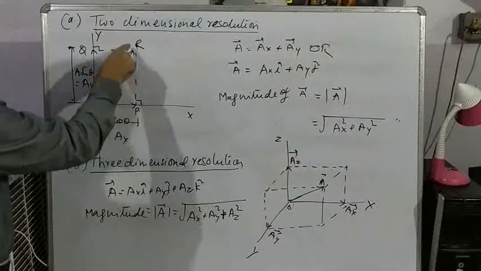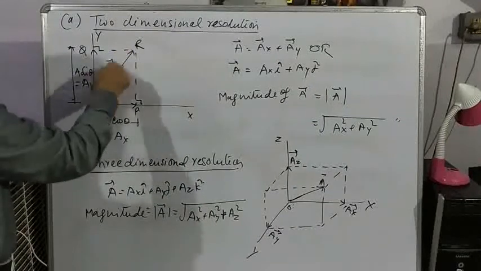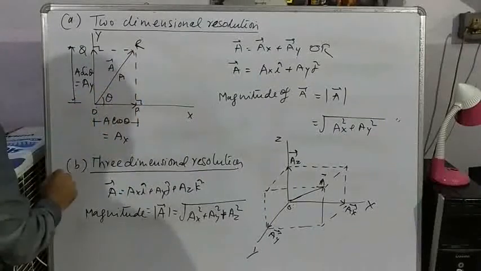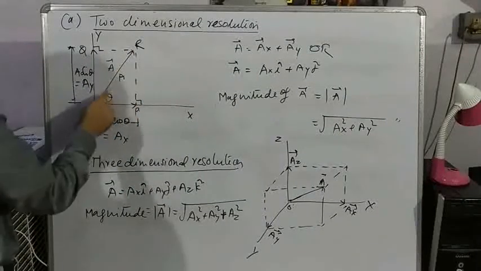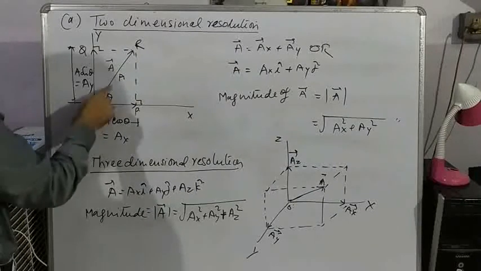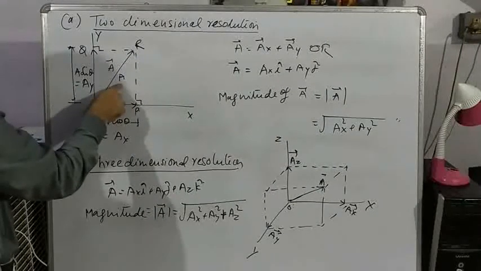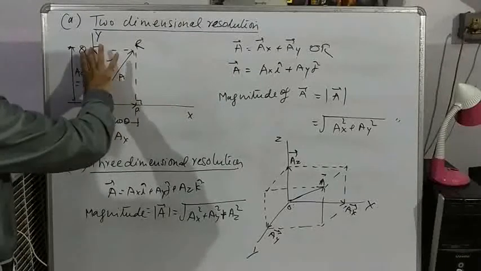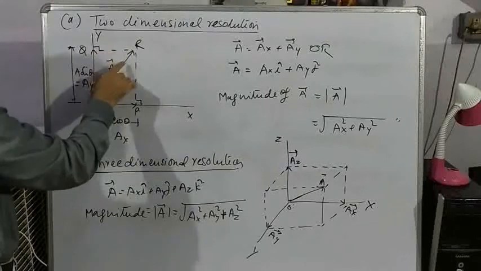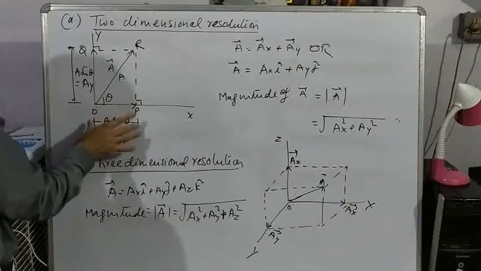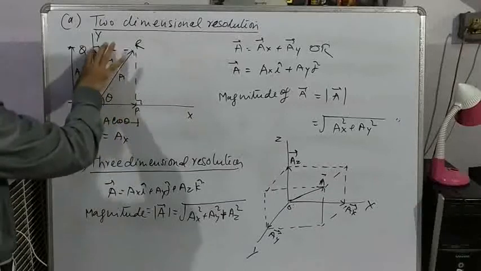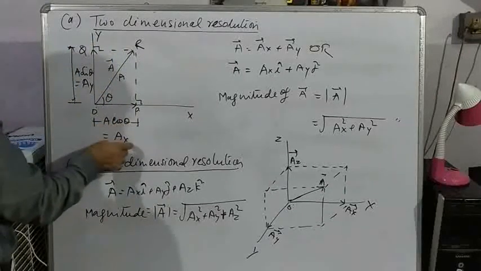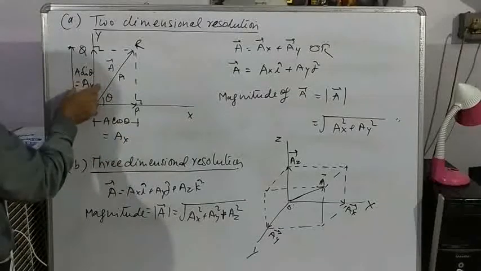The magnitude of vector A is A. This length is the magnitude. Now you complete the right angle triangle. The diagonal is known. This angle is known. So using knowledge of trigonometry, you can find this length is A cos theta and this length is A sin theta. So the horizontal component of vector A is A cos theta and the vertical component is A sin theta. A cos theta is Ax, A sin theta is Ay.